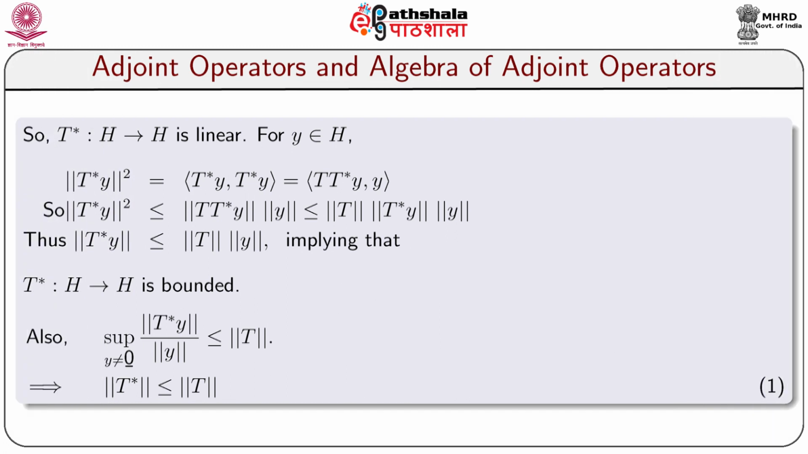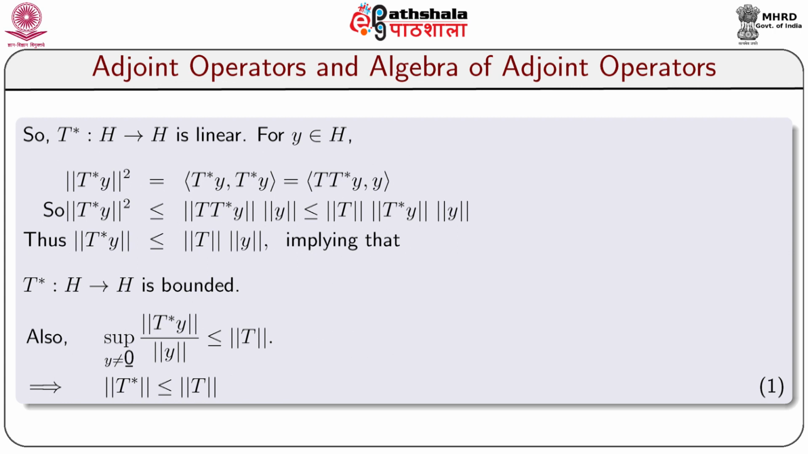For an element y belonging to capital H, norm T star y squared = <T star y, T star y>, which is equal to <T star y, y>. So, norm T star y squared is less than or equal to norm T star y into norm y, which is less than or equal to norm T into norm T star y into norm y. Thus, norm T star y is less than or equal to norm T into norm y, implying that T star from H to H is a bounded linear operator.